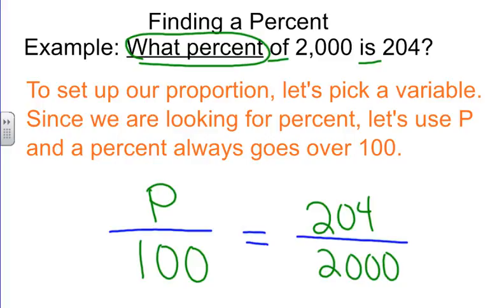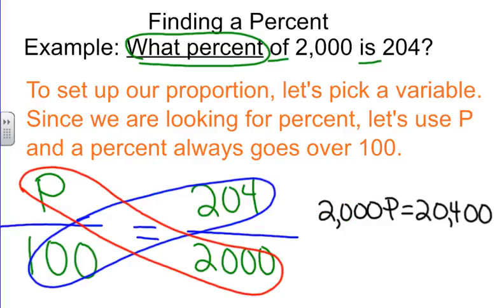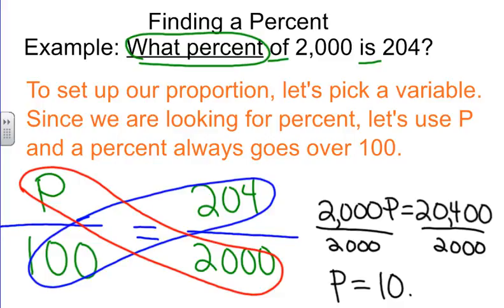Now we have to cross multiply and solve for P, and we'll have our percent. When we cross multiply, we get 2,000P equals 20,400. Well, we're not done. Remember, P cannot be attached to anything. It likes to be alone. So we need to isolate P. To do that, we need to divide each side by 2,000. What we're left with is P equals 10.2. And since we know we were looking for a percent, we don't want to forget to put our percent sign at the end.